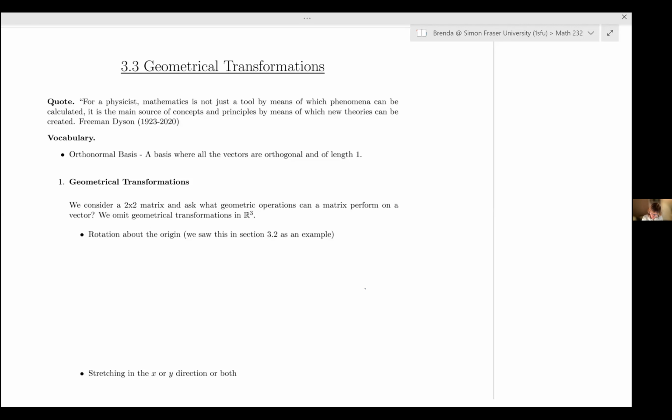Okay, so just one word that this has come up again, but just as a reminder, what is an orthonormal basis? That's a basis where all the vectors are orthogonal and they are all of length 1.